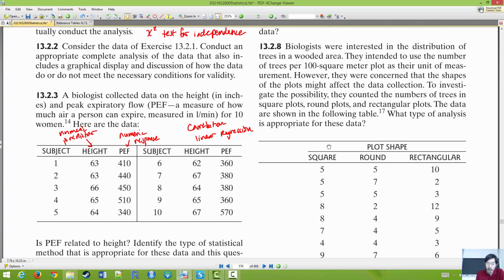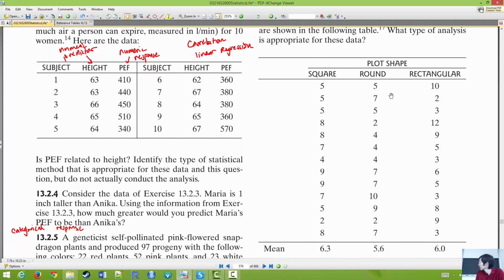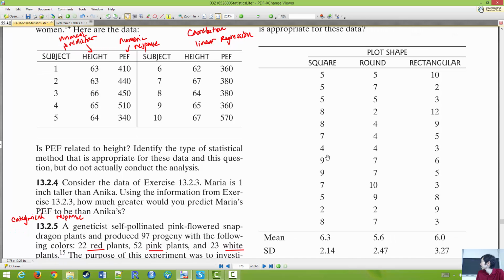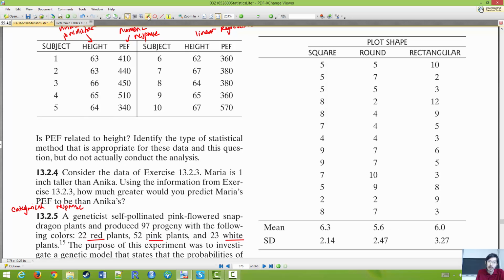What type of analysis is appropriate for this data? Okay, so we got the number of trees that appeared in a plot, and we're looking at square plots, round plots, and rectangular plots. So what kind of response do we have? Our response is actually numeric, okay? Because we're counting how many trees we have. Okay, so response is numeric, and it's how many trees. Okay, so we can calculate a mean and a standard deviation. If you can calculate the mean and standard deviation for the variable you're looking at, it's definitely numeric.